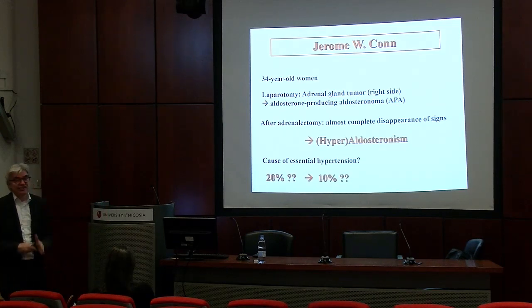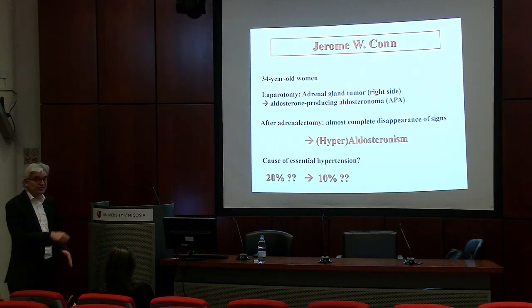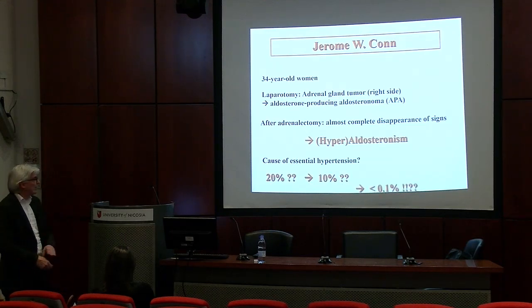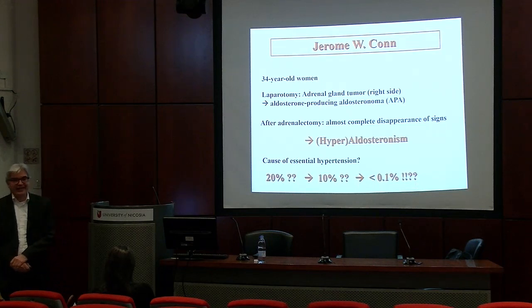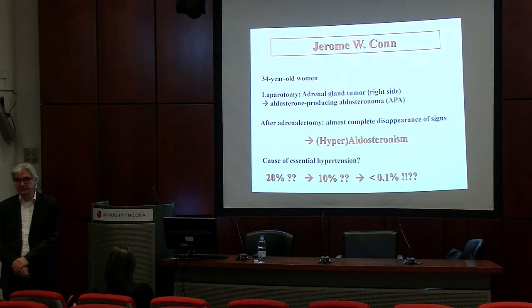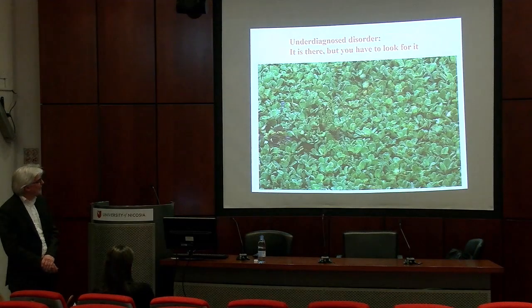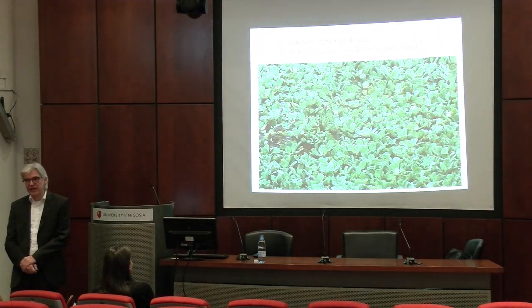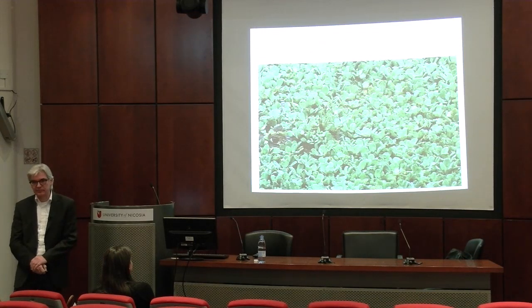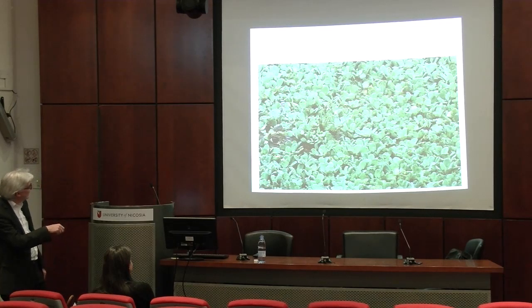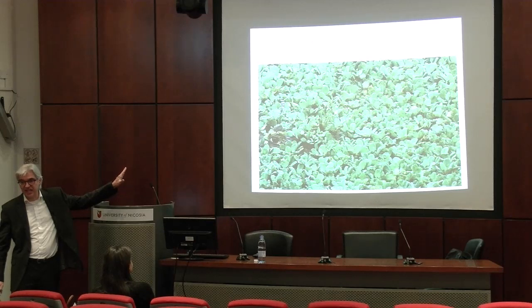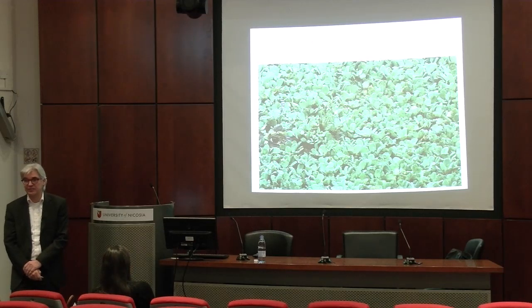In a later publication, he changed this figure to 10%. Still a very common disorder. But in real life, it was diagnosed in much less than 0.1% of the cases. But it's an underdiagnosed disorder. It's there, but you have to look for it. And if you look very carefully, then you see the alligator over here. If you don't look for it, you don't see it. And that's the same with primary hyperaldosteronism.